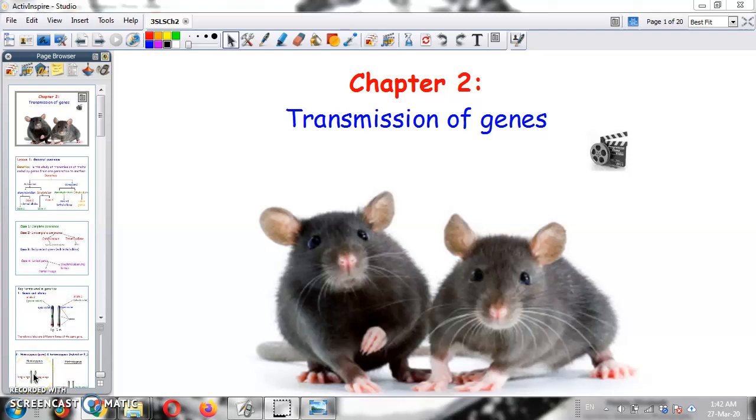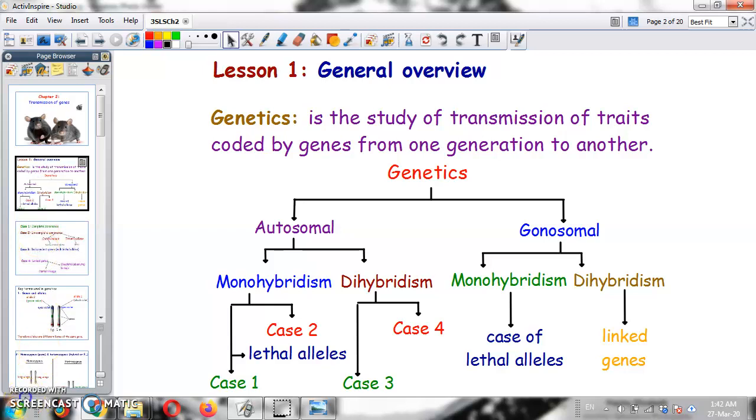Hello once again, guys. Today we will introduce some scientific notions that will be used in the field of heredity and Mendelian genetics. First of all, as we studied before, genetics is the study of transmission of traits coded by genes from one generation to another.